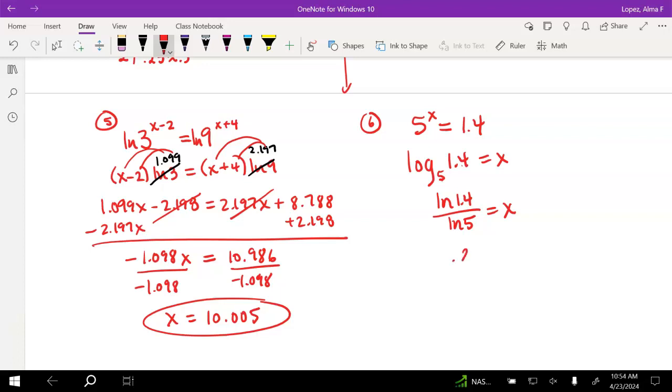And I got 0.209 is what my x is equal to.